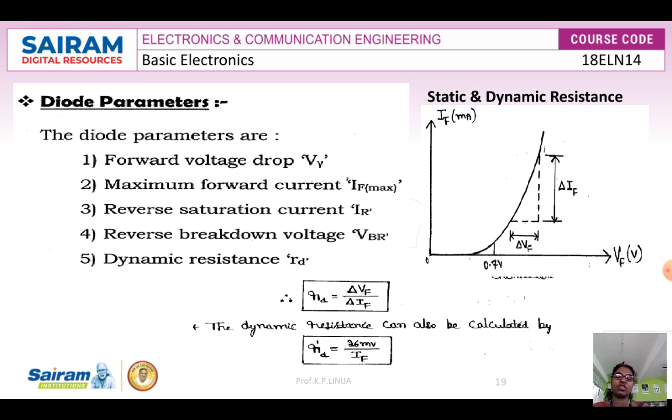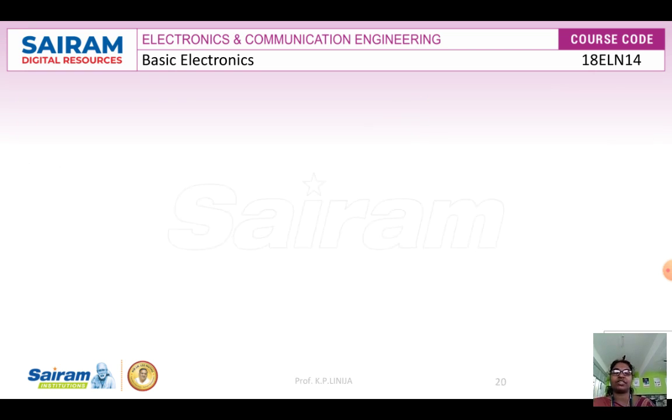Therefore, the dynamic resistance RD can be defined as the ratio of change in forward voltage to change in forward current. That means the expression can be written as RD equals delta VF divided by delta IF. Therefore, the dynamic resistance can be calculated by r'd equals 26 millivolt divided by the forward current. So this is the thing, and the remaining parameters we can calculate from the VI characteristics.